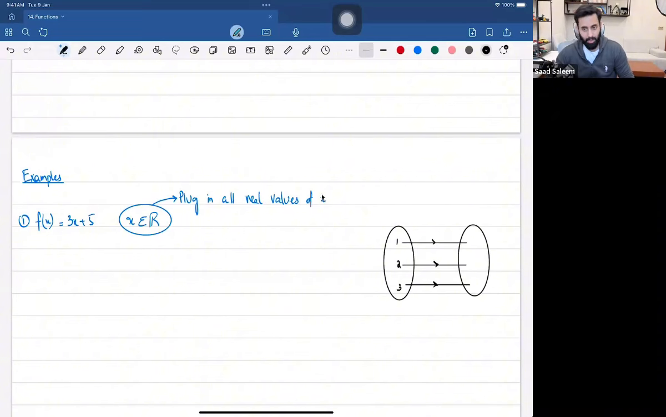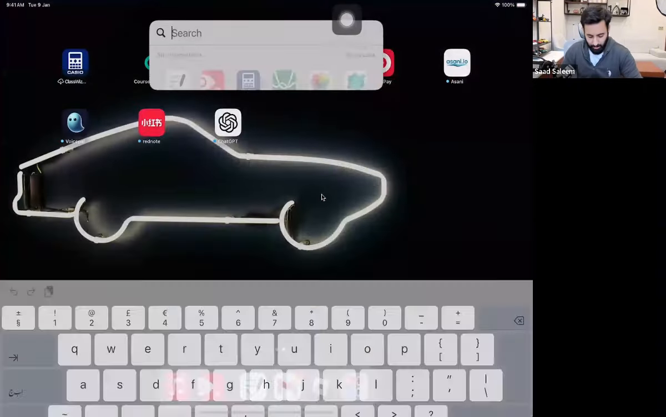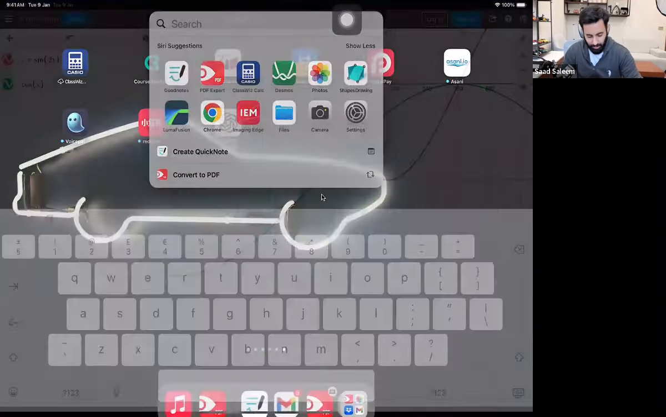So if I plug in 1, I get 8. If I plug in 2, I get 11. If I plug in 3, I get 14. Okay, so this is basically what a one-to-one function looks like. And let's quickly make a sketch of it. Let's use Desmos.